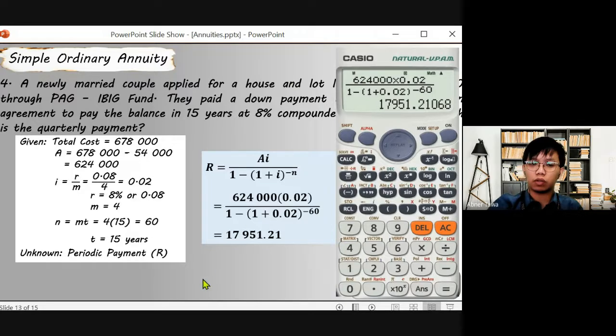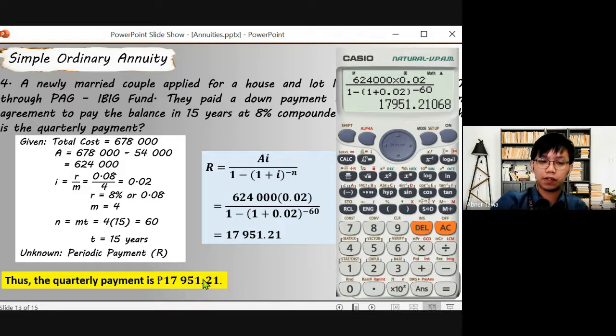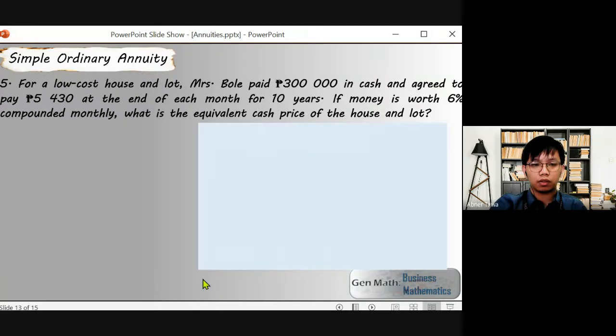Ayan. So we are going to have here our conclusion. Thus, the quarterly payment is 17,951.21 pesos. So, okay. Let's have here the fifth example.